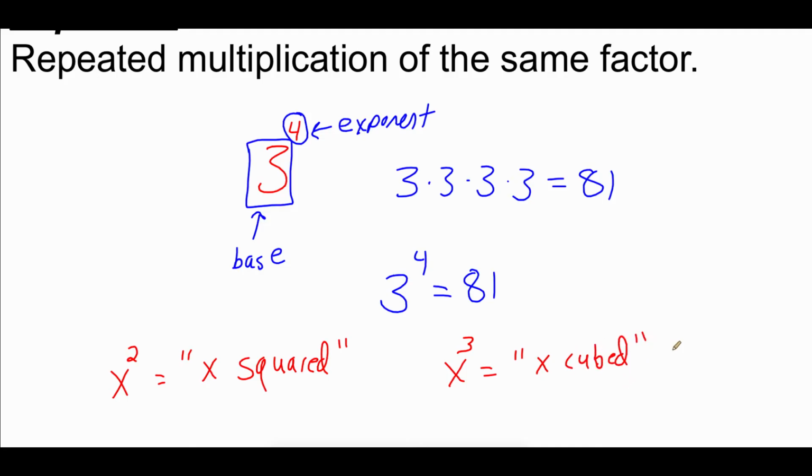Generally, other powers don't have special names. It's just a power of 2, which we call squared, and a power of 3, which we call cubed. Anything bigger than that, like this 4th power, we would just say 3 to the 4th power. Or if there was a 7, we could read it as x to the 7th power.